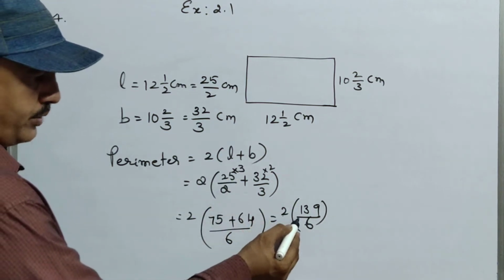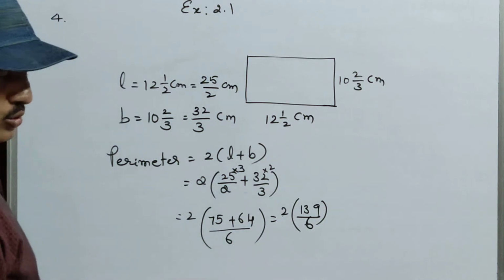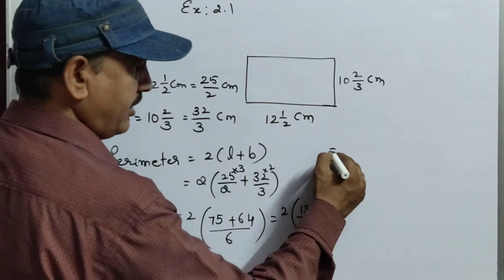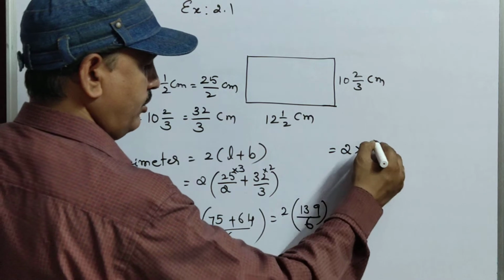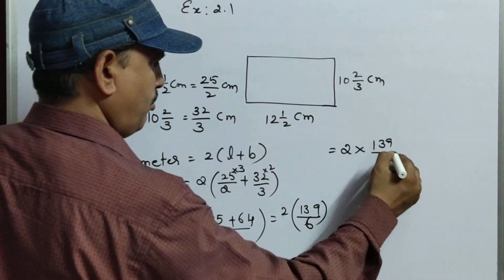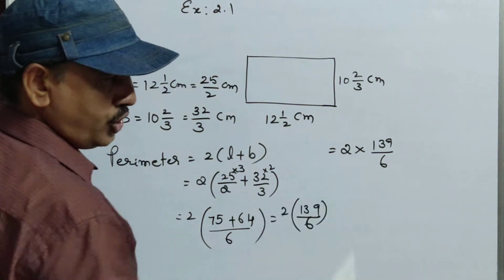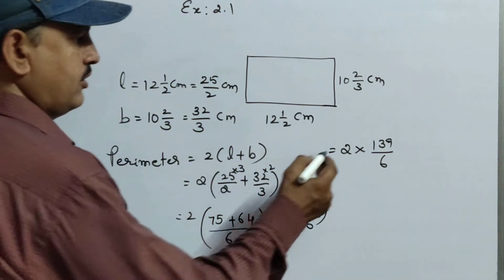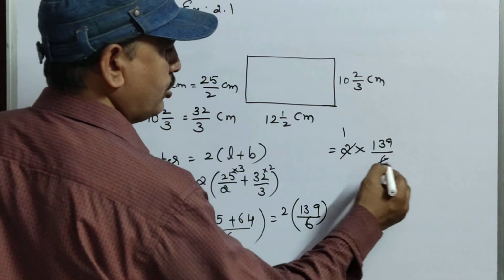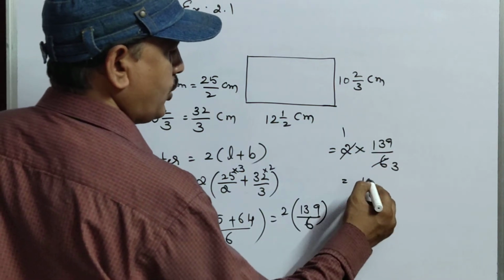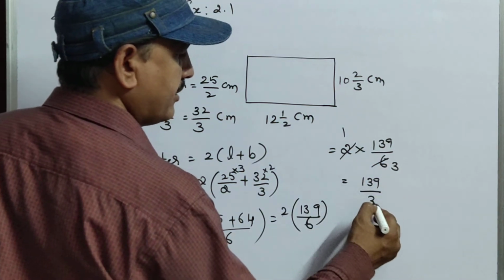Now 2 bracket means 2 into. Here I am writing, look here. 2 into 139 by 6. Now here it is the numerator and this is the denominator. We can cancel it. So 2 ones, 2 threes. That is 139 by 3.